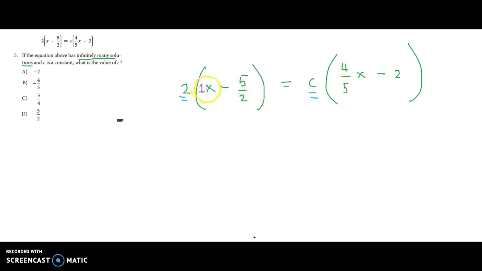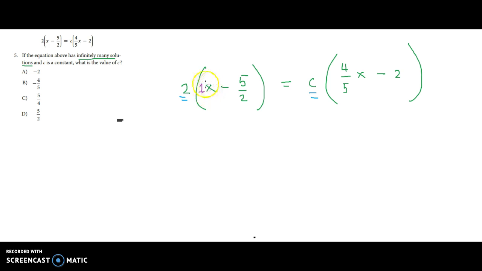I could maybe multiply the inside here by 4/5, and that would make the x's the same, and we could see what would happen with this. Or maybe I could change the 4/5 into 1. I think I'd have to multiply by 5 over 4. Either way, it doesn't matter.